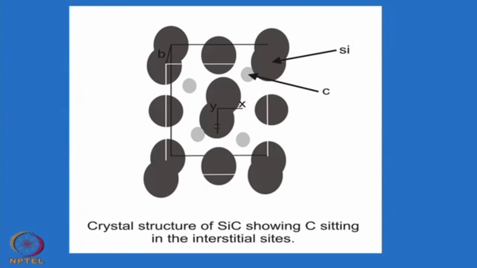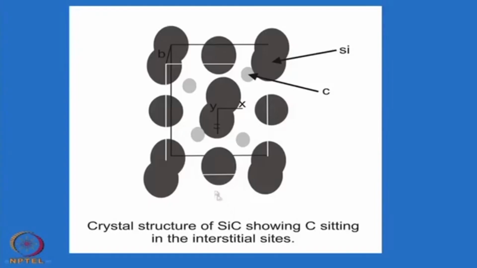So, we will discuss some of them later on and also their properties. But one thing here you have to remember, carbon atoms are much smaller atoms compared to silicon, and they go to the interstitial sites. Now, the size of the carbon atoms may be slightly bigger than the actual interstitial sites available in the silicon arrangement.